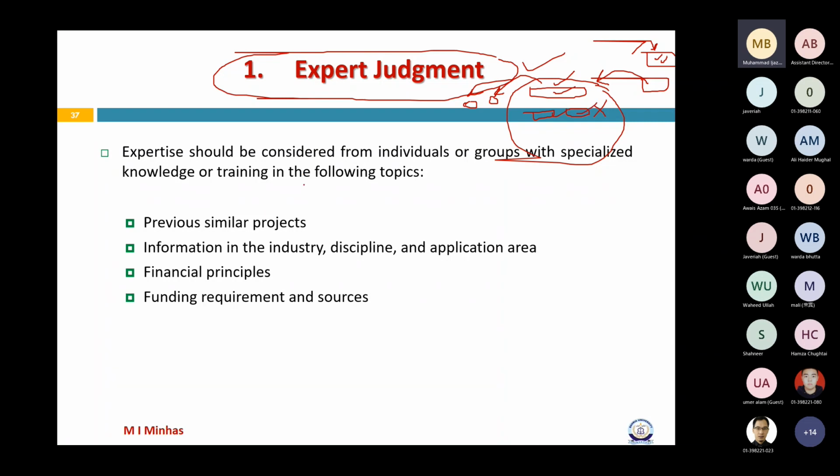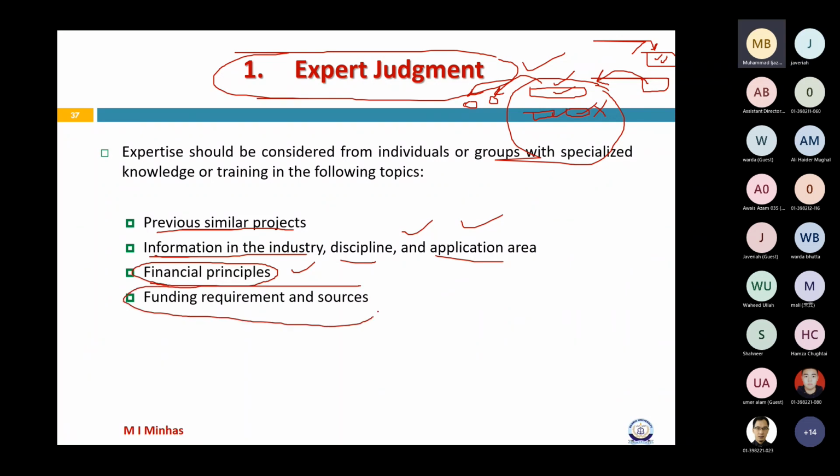But expertise has to be there, either within you, from your team, or somebody in your organization. But expertise of what? Previous similar projects of that industry or discipline, like IT projects or construction projects. Everybody has different aspects for budgeting. Similarly, financial principles: how do we prepare budgets? The magnitude of the project depends on the project budget, a bigger project, right.